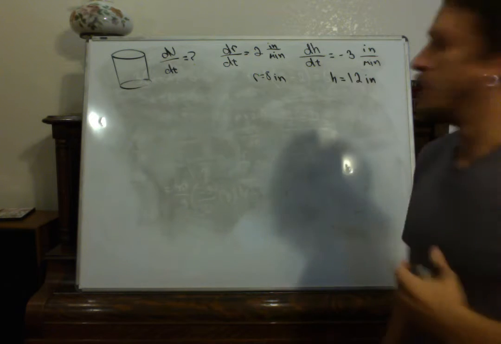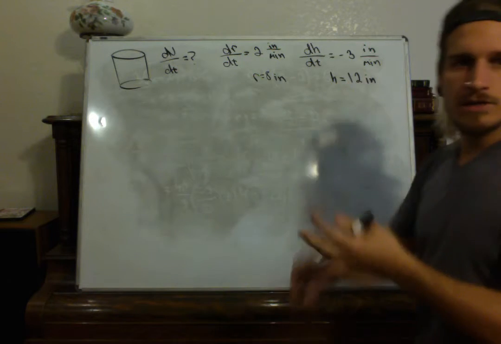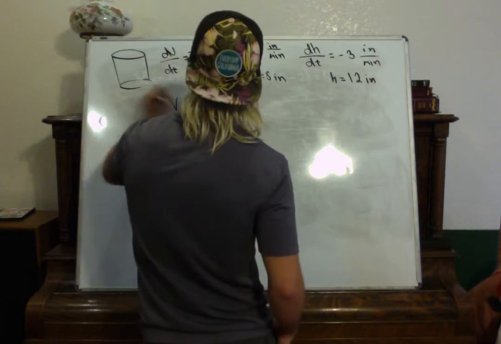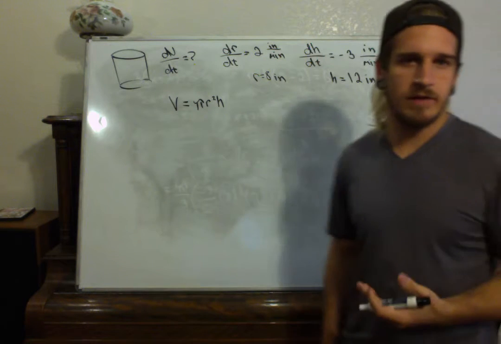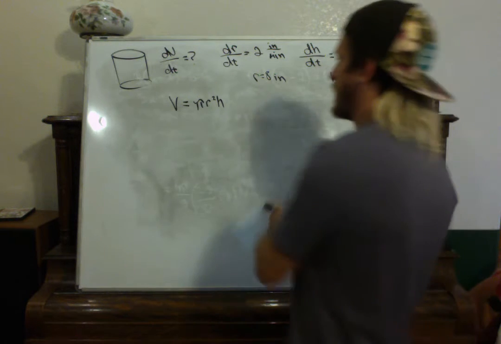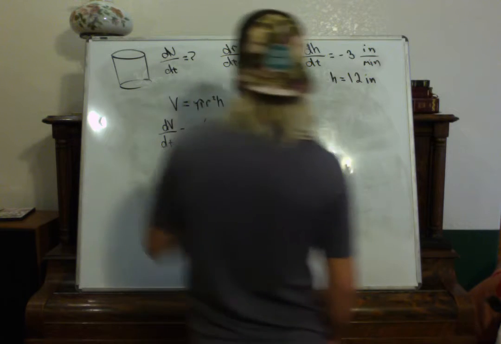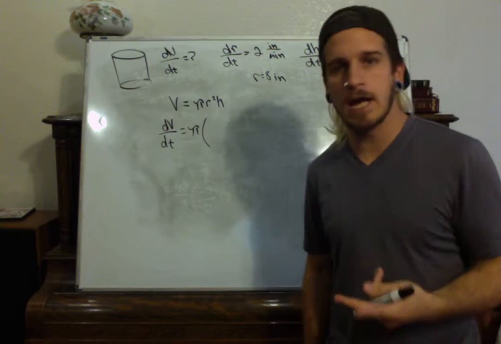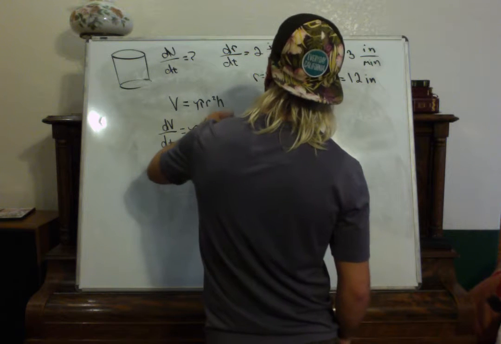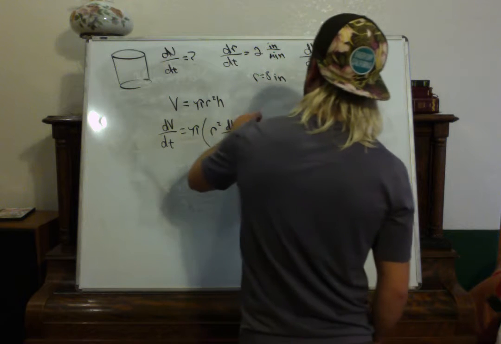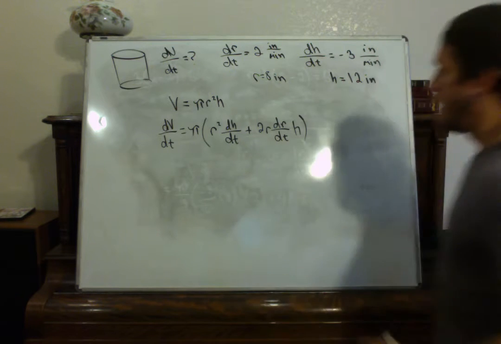Alright, so how we're going to relate the variables we have in this problem, volume, radius, and height, is using the volume formula for a cylinder, so pi r squared h. Now we're looking for dV/dt, so we must derive this equation with respect to t. dV/dt equals pi times, now here, because we have 2 variables, r and h, we have to use the product rule. So r squared dh/dt plus 2r dr/dt times h.